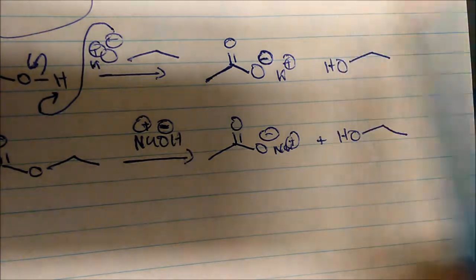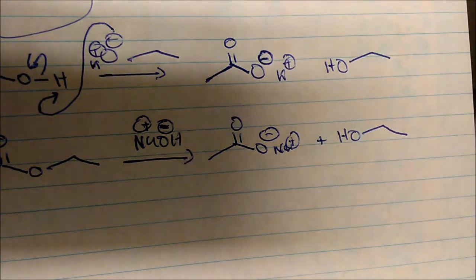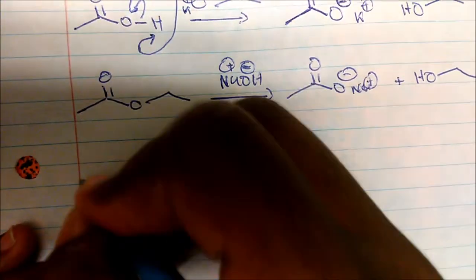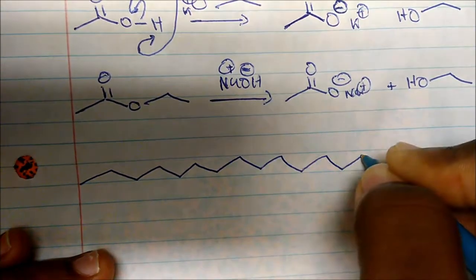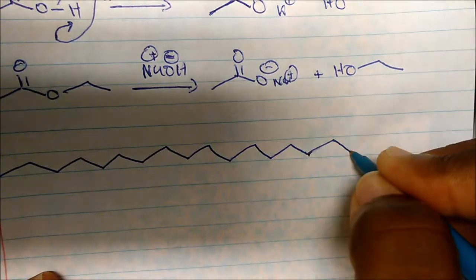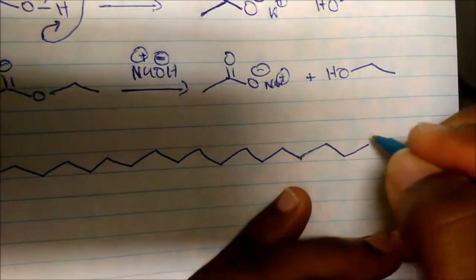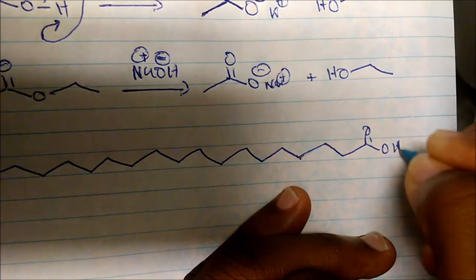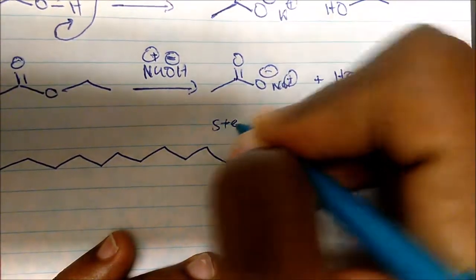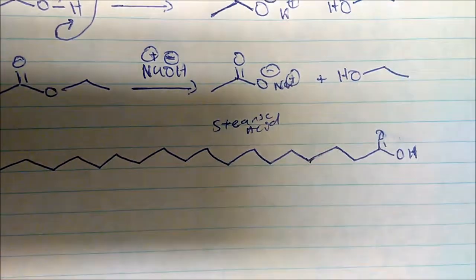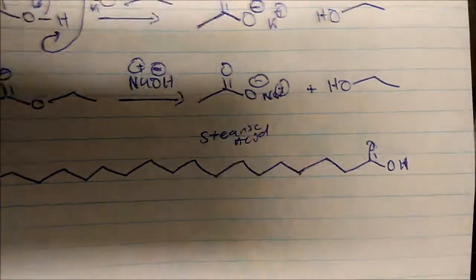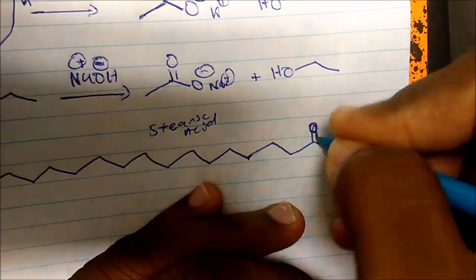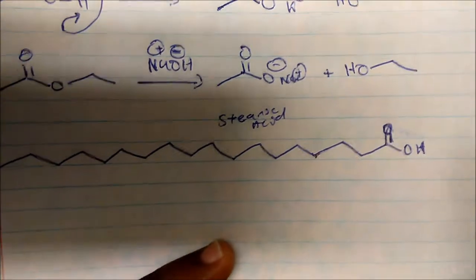Now, saponification or ester hydrolysis is how we actually create soap. If I think of stearic acid, let me draw the structure. The structure of stearic acid looks something like this, a carboxylic acid. Typically in the industry, we take stearic acid, which is an 18 carbon chain long molecule.